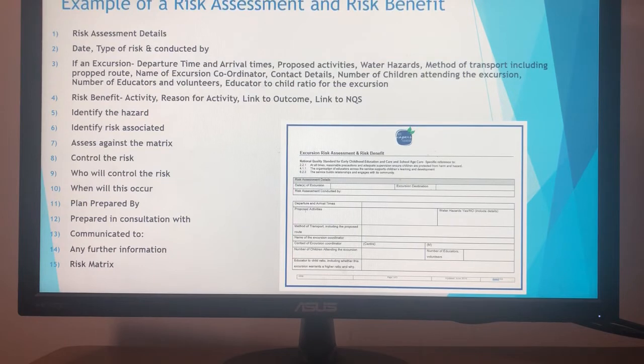We also then look at the risk benefit, so the activity, the reason for the activity, the link to outcomes, link to national quality standards. Then we identify the hazard. We look at the risks associated with that hazard. We assess that then against the risk matrix. Then we go through the control measures of the risk, who will conduct that risk, when this will occur, who the plan is prepared by, prepared in consultation with, who it's communicated to, and then any other information. And then always on the last page, we have the risk matrix.